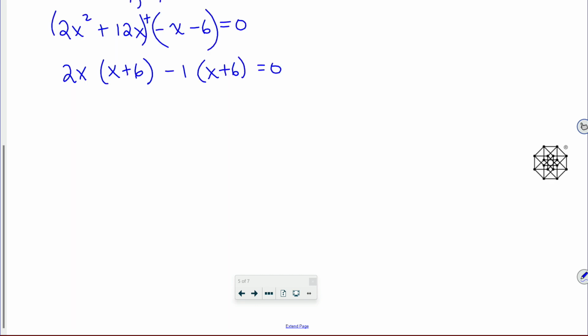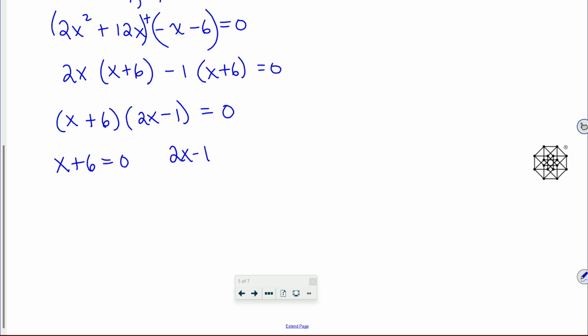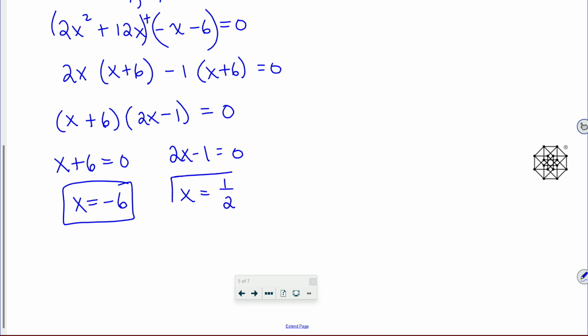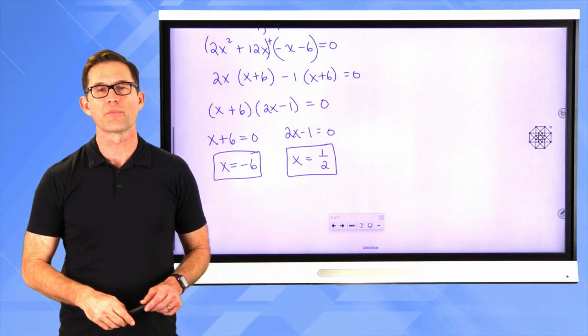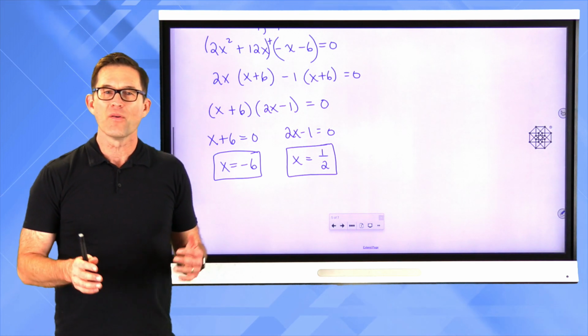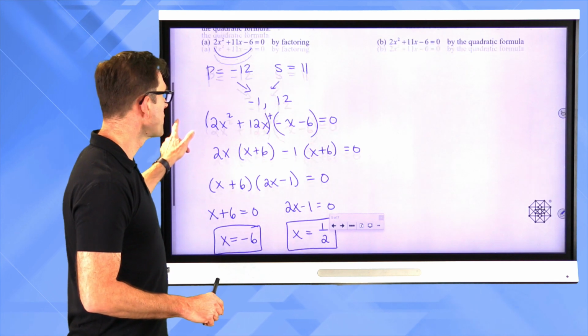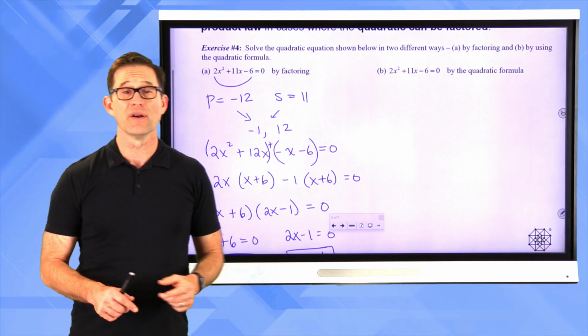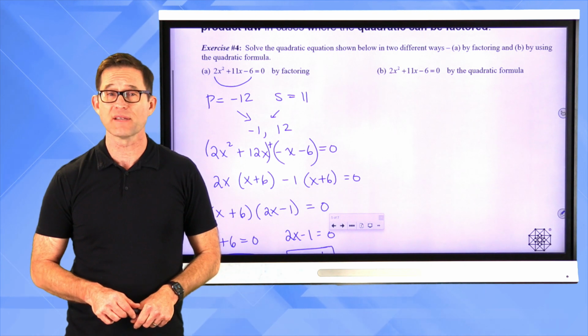I'm going to extend my page, give myself a little more room. I'm left with x plus 6 times 2x minus 1 is equal to 0. I'll set each of these factors equal to 0, and that will give me x is equal to negative 6 as one of my roots, and x equals positive 1/2 as the other root. Awesome. So just a little review of the zero product law, AC method of factoring, all of that. Great. But now, the cool part is that the quadratic formula will also solve this and should give us negative 6 and positive 1/2 as answers.